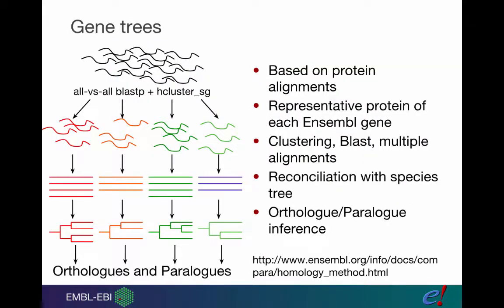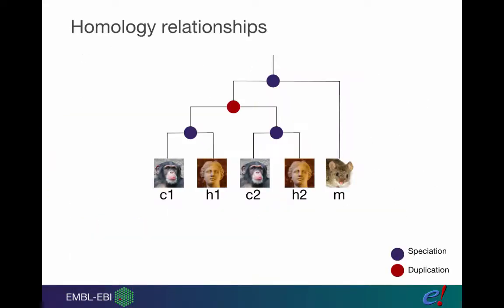Gene trees are computed based on protein alignments. So we choose a representative protein for each Ensembl gene. These are then clustered using BLAST to create multiple alignments, which are then reconciled against the species tree. And this allows us to infer the orthologs and the paralogs. Orthology and paralogy is defined by whether the thing that separates two genes is speciation or duplication.